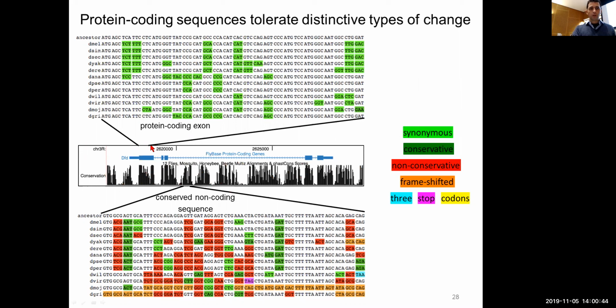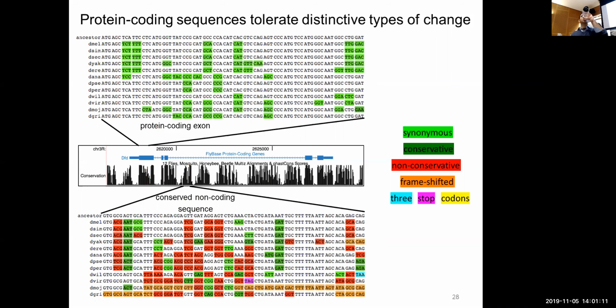So this region here, which is kind of well conserved, and that region here, which is kind of well conserved, are basically showing completely different signatures when I put in the lens of evolutionary signatures. In this particular region, I have a lot of synonymous substitutions. In this particular region, I have a lot of non-synonymous substitutions, a lot of frame shifts, stop codons appearing, and so on and so forth.